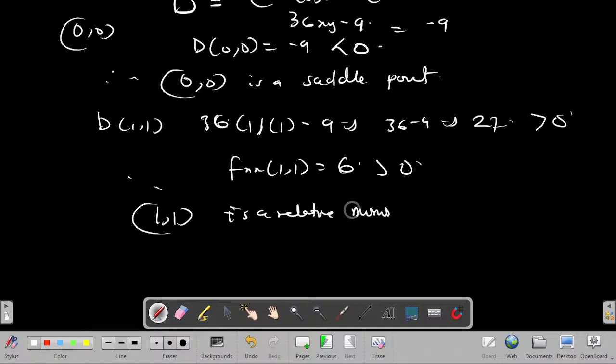So this is how we find relative minimum and maximum for a function of two variables. We use the determinant D. And please solve more problems so that you understand.